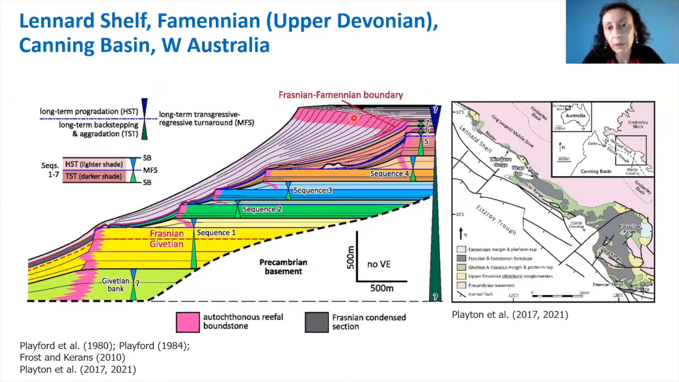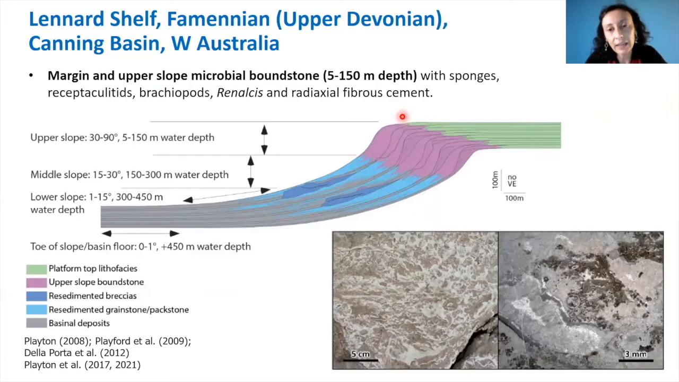You can see that the carbonate platform could prograde for several kilometers, indicating that there was a very high carbonate production for this platform. And this is a diagram synthesizing the facies belt of the Canning Basin Devonian platform.